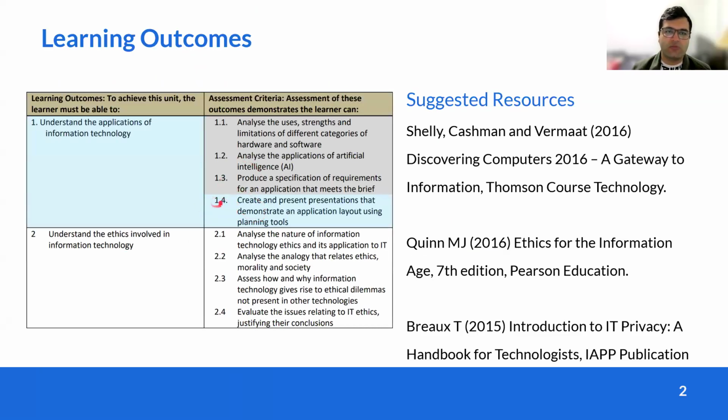Okay, this is going to be covering assessment criteria 1.4, where we have to create and present presentations that demonstrate an application layout using planning tools. How do we communicate what our app is going to look like to stakeholders? Could be investors, could be clients, could be users, could be the team even, right? Before you develop, you need to make sure everyone knows what we are making.